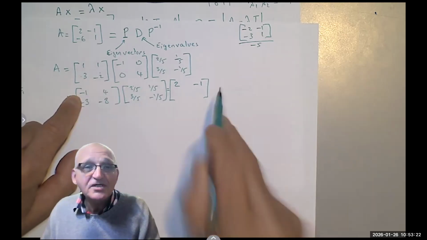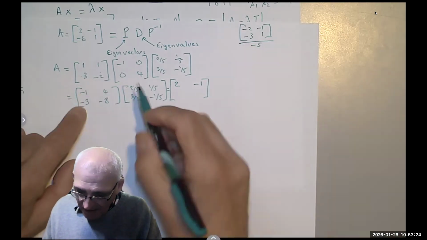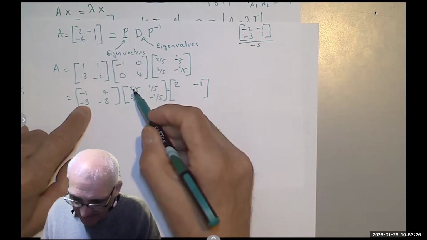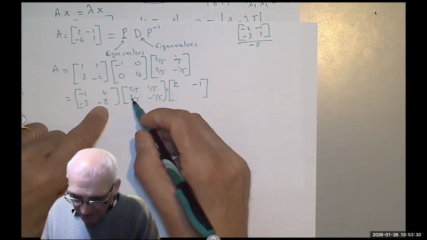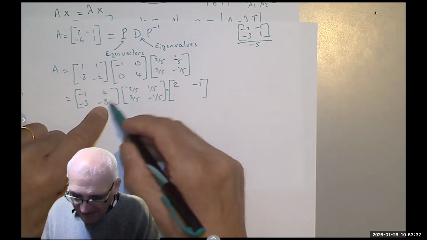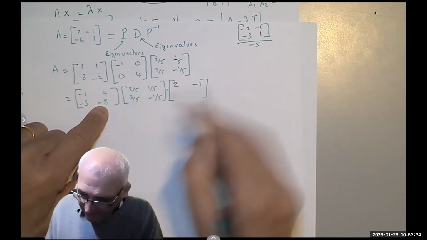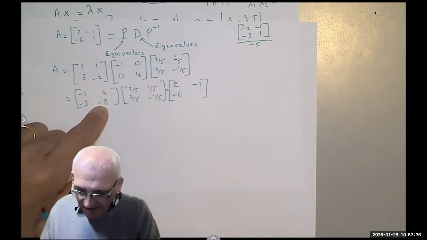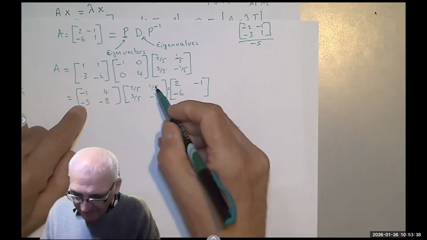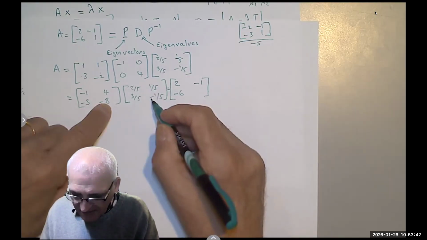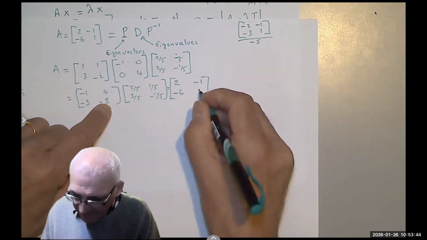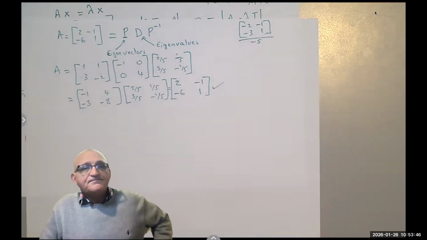Notice the first row is the same. -3 times 2 is -6, and -8 times 3 is -24. -6 minus 24 is -30, divided by 5 is -6. And finally, -3/5 plus 8/5. -3 plus 8 is +5, divided by 5, it's 1. Check.